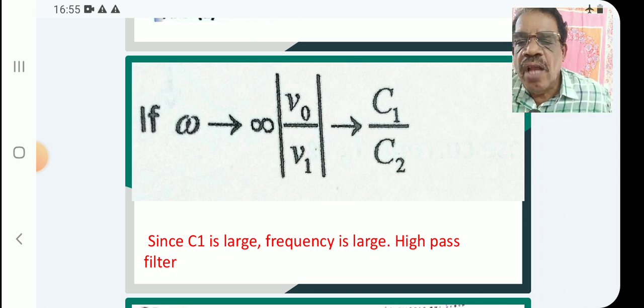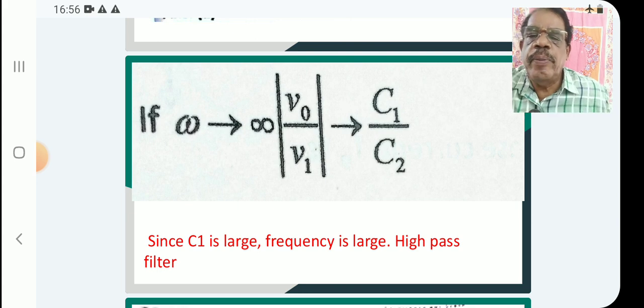If C1 is large, frequency is large, high pass filter.